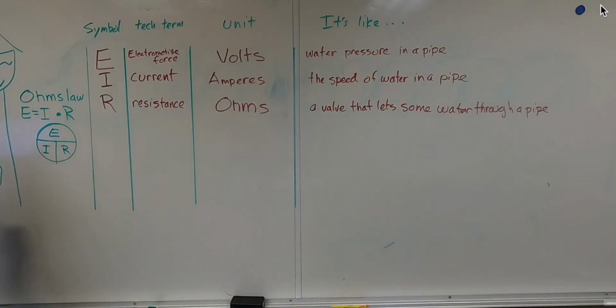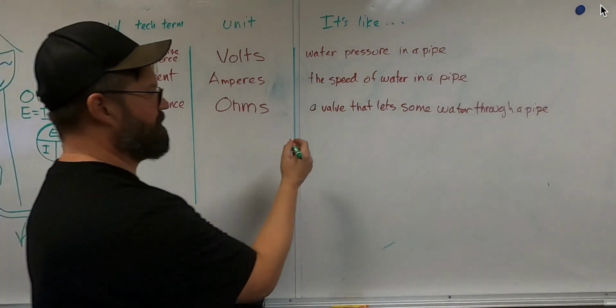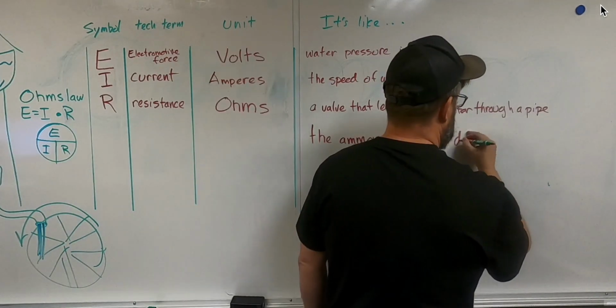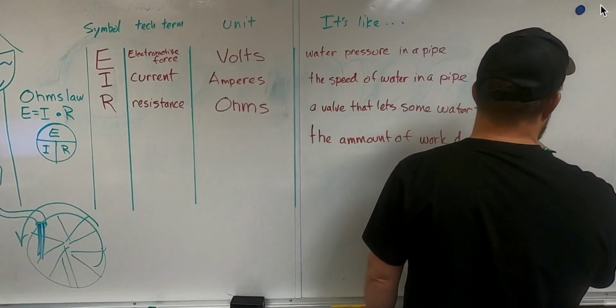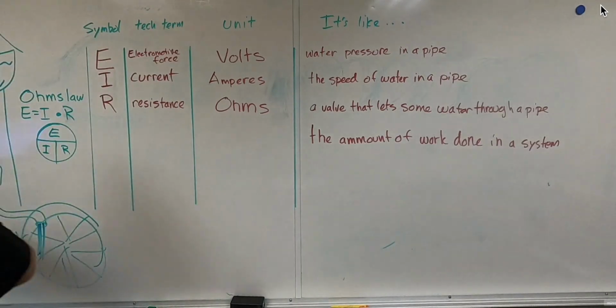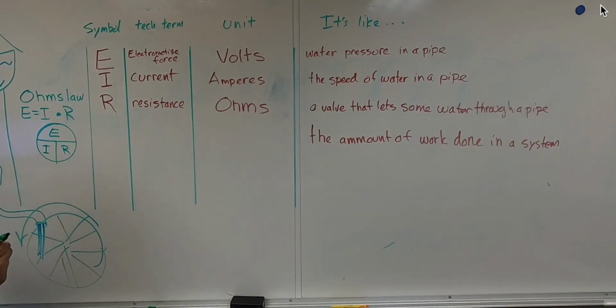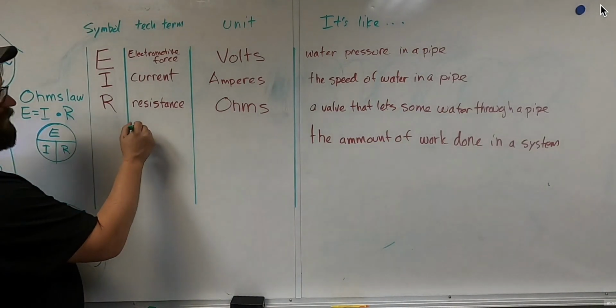The last thing in this analogy, we're going to say I've got this faucet that's coming out. I've got a water wheel that's turning. This water wheel's doing work. It's turning this direction because the water's coming right out of here. There's all the water coming out. It's turning the water wheel. This one is like the amount of work done in a system. It goes outside of the pipe at that point. So I guess that there you go. The thing that we use to talk about that is called watts.